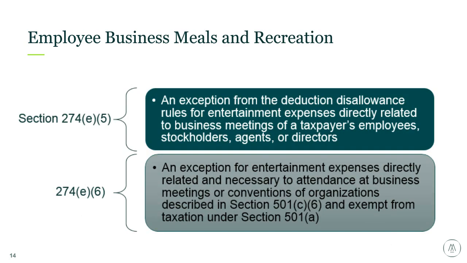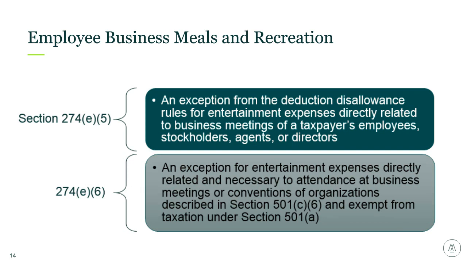So moving in then to the second piece of this, the meals and recreation. Section 274 still allows an exception: you still don't receive any type of entertainment deduction unless it's directly related to business meetings of the taxpayers or employees. In other words, you still have some deduction available for expenses directly related to business meetings for the taxpayers' employees, stockholders, or agents. So there's some allowance still there.